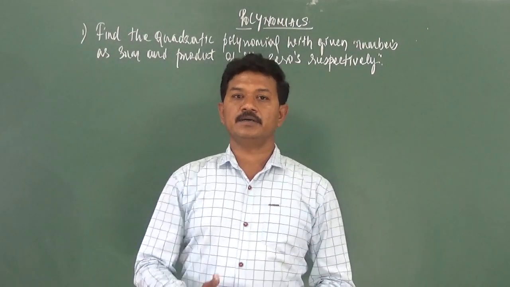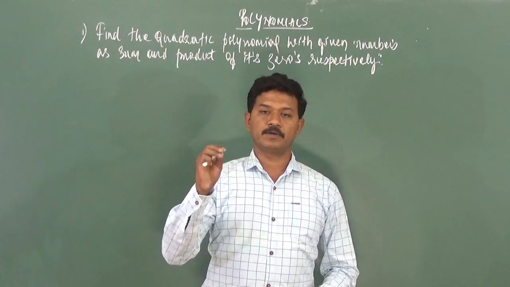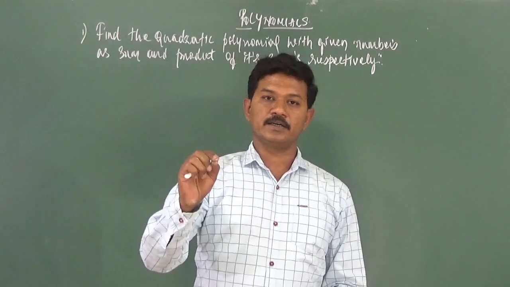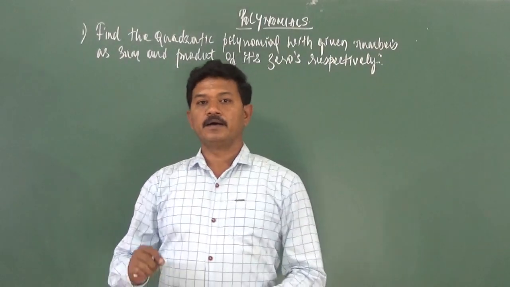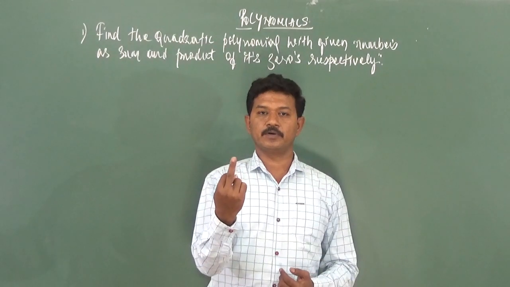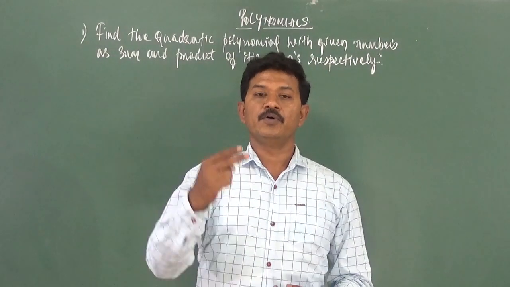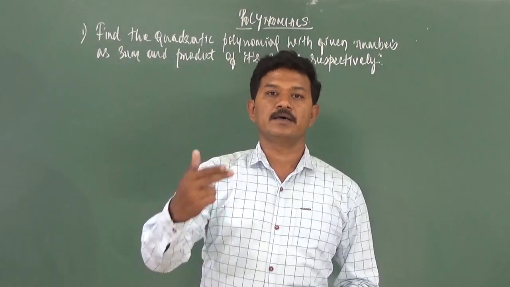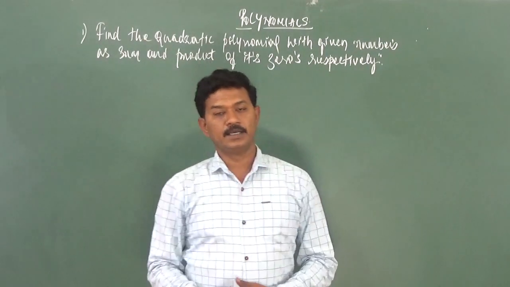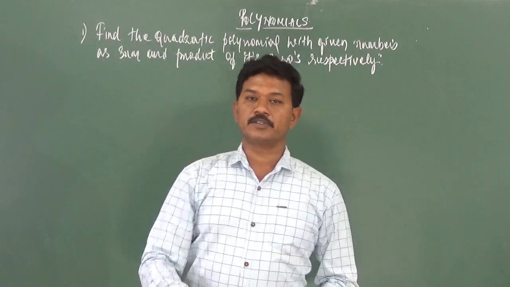So in today's session, we will be going through very important problems on a particular topic, that is the required polynomial. In this category of problems, we will be given the sum of the zeros of a quadratic polynomial and the product of the zeros of a quadratic polynomial. Using these two, we have to derive the required polynomial by using the standard form of the quadratic polynomial.